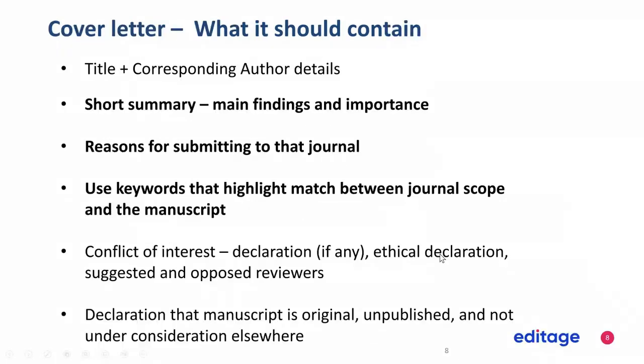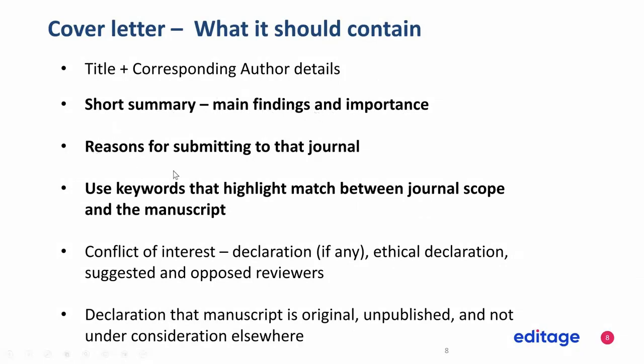And here's what the cover letter should contain. You should have title, corresponding author details. It's very important to have a short summary. So this will include main findings. Also, you should highlight the novelty. What is new about your paper? What is the importance of the paper?